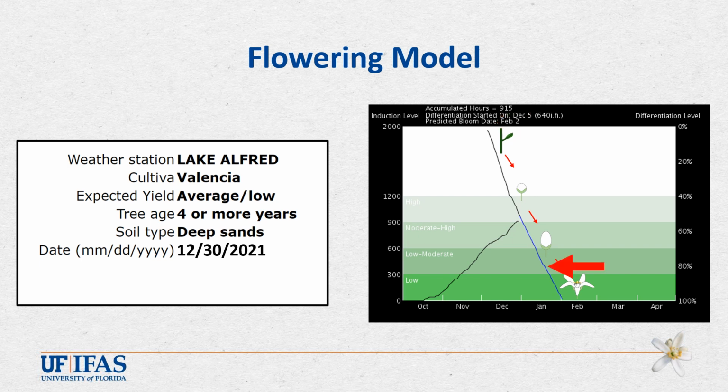You'll notice the bottom half of the differentiation line is blue. This is to indicate the predicted timeline for bloom based on current weather forecast. As we continue to move through this example, you'll see that the blue prediction line will vary slightly as new weather forecasts are made. Similarly, the bloom date will shift slightly as a result. Now, let's move on to January 7th, where we have accumulated 1,016 induction hours.